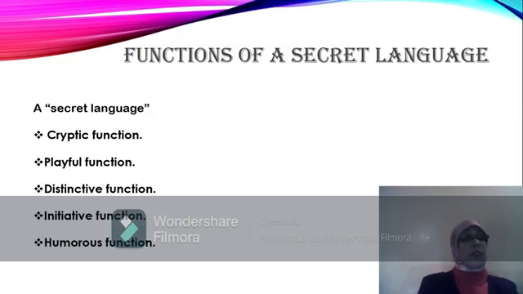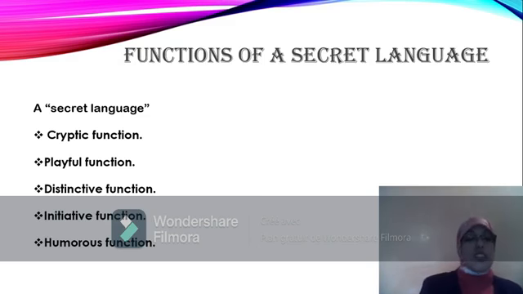Also, we might talk about distinctive function. So here, the secret language is simply used to identify the group and to mark the speaker's differences. Now, the speaker is using a kind of secret language so as to pinpoint his or her identity as a member of the community of the same language that is mentioned.